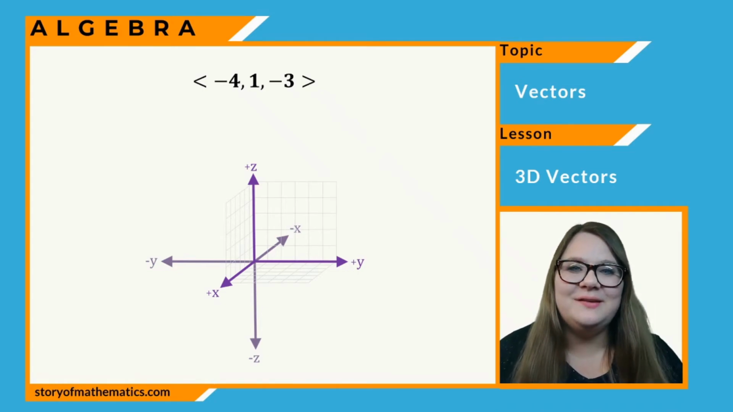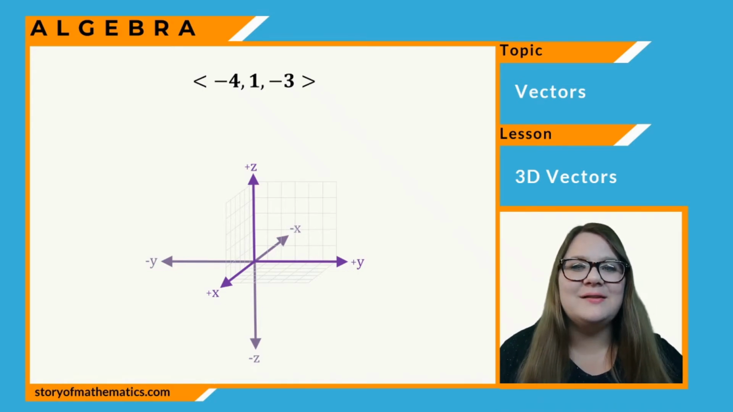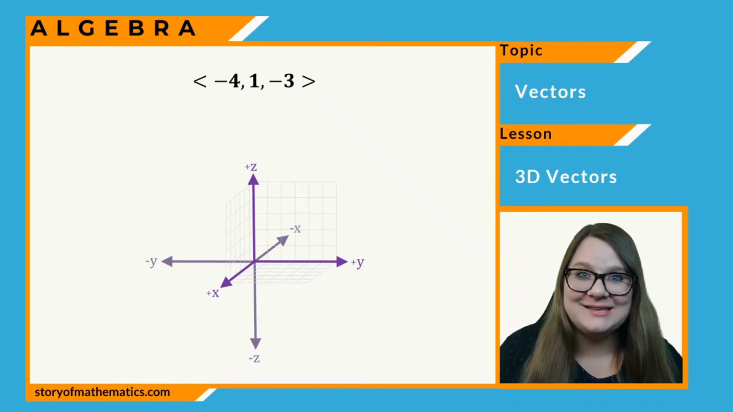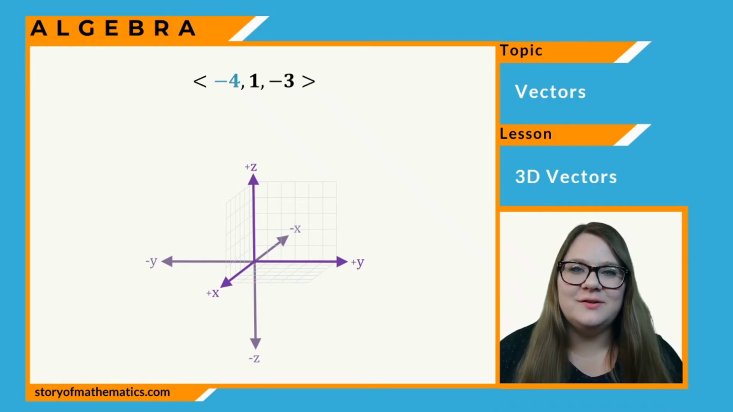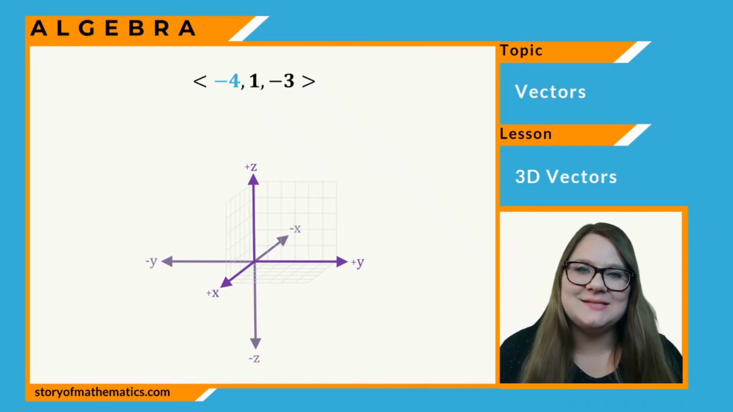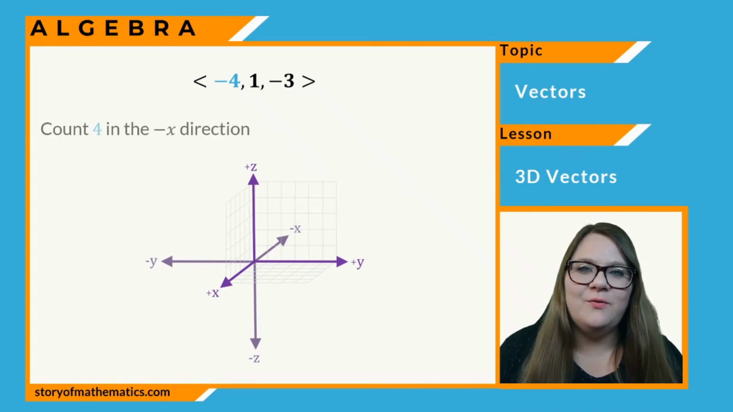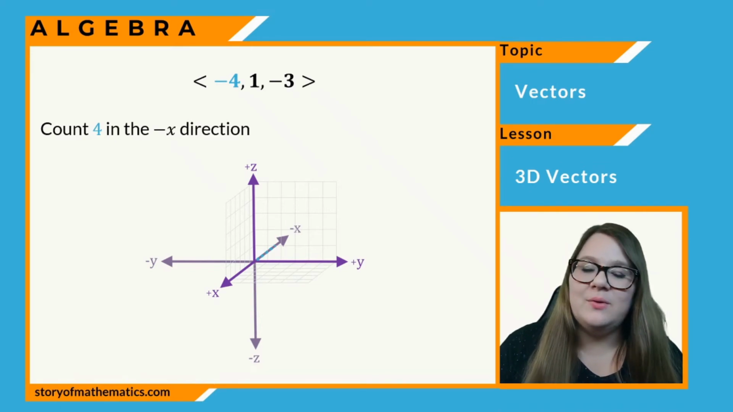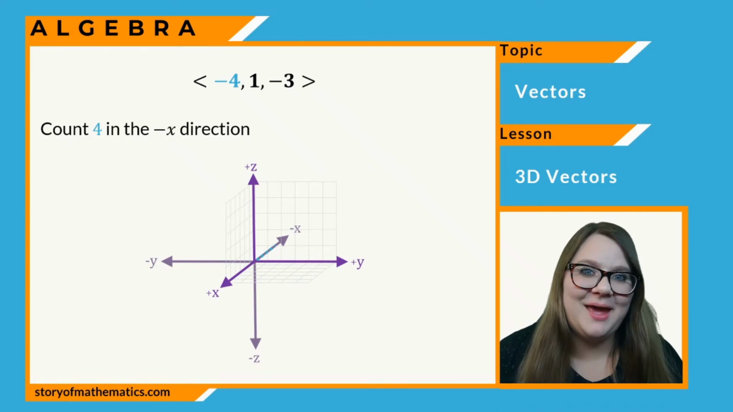Here, you'll notice we have negatives in the vector. That means that we have to include the negative parts of the axes. So let's start with our first number. -4 is the x component. So we're going to count 4 in the negative x direction. That's going to be backwards into the screen or into the page.